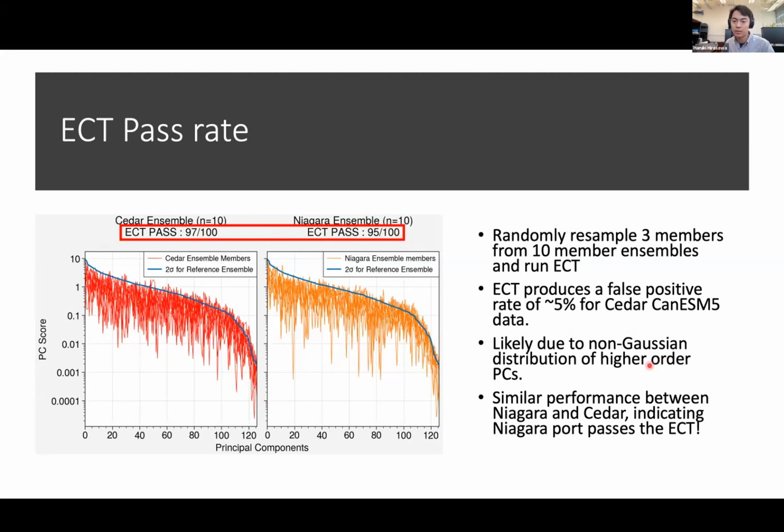This is probably because of the non-Gaussian distributions at higher order principal components. But if you compare the distribution of the test ensembles in these 2 panels, as well as the ECT pass rate, it seems like there's similar performance between Niagara and Cedar, which indicates that the Niagara port passes the ensemble consistency test. So, good news.